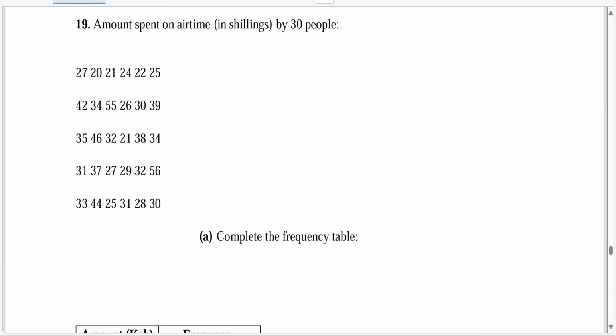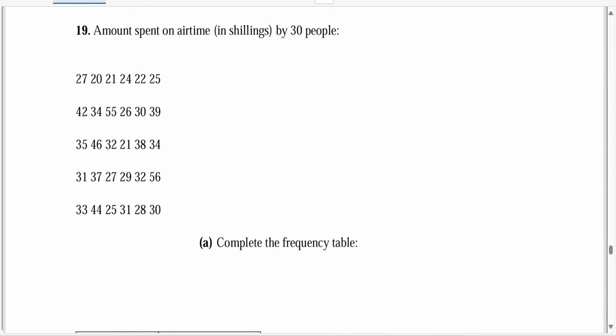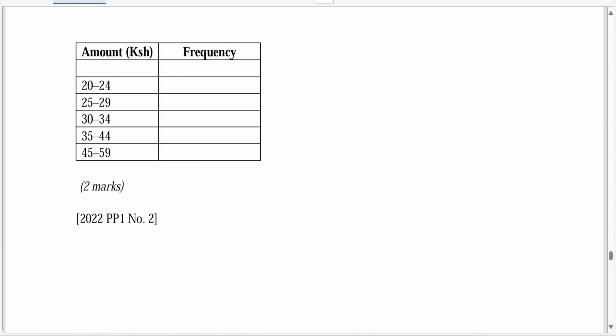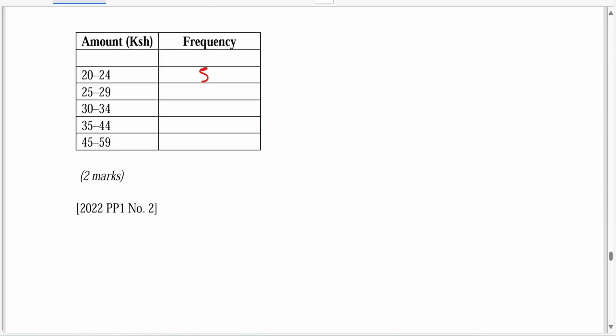Bongo hapa ni ngumu kuangalia hivi. 20 to 24. Let's start with the red. 1 2 3 4, and 20 to 24 in the second row, 4 5 5. I don't have another number, so it's 5. Okay, so frequency is 5.